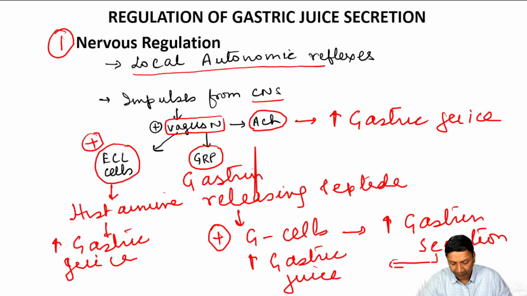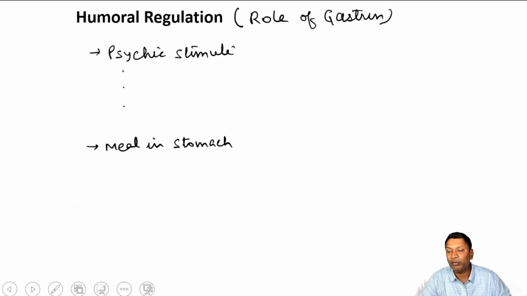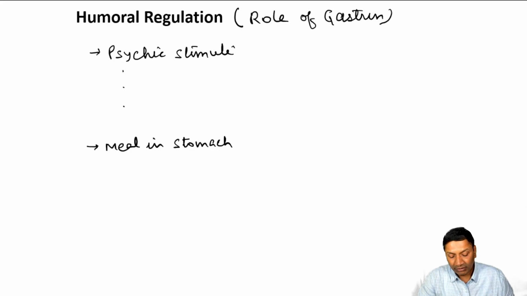Now come to the humoral regulation of the gastric juice. In the humoral regulation, there is a role of the hormone gastrin, right? So how does this gastrin release happen? One way is gastrin release by the psychic stimuli. So what do psychic stimuli mean? When there is sight of the food, or smell of the food, or thought of the food, or taste of the food, right?